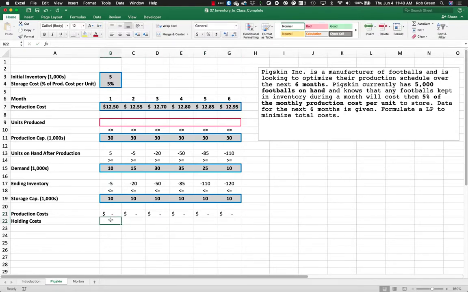Our holding costs are a little bit trickier, right? Because the holding costs are how much we have left in inventory. So we want to look and say, well, this is our ending inventory times our production cost times this 5%. Because remember, we have this thing that says any footballs kept in inventory during a month will cost them 5% of the monthly production cost per unit. So that's pretty easy. Now we have a bunch of negative costs here because of how this is working out.